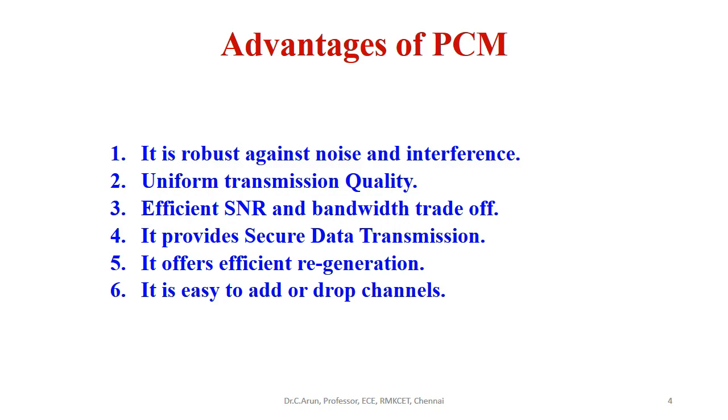Uniform transmission quality is the second point. An efficient signal to noise ratio and bandwidth trade-off is there. It provides secured data transmission, as we are able to add additional encryption algorithms or encoding techniques to improve the security of the communication. It offers efficient regeneration. If you are transmitting over a long distance, you are able to boost your signal by using the regeneration technique.